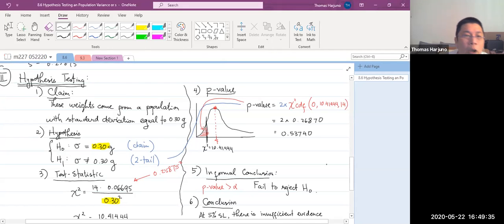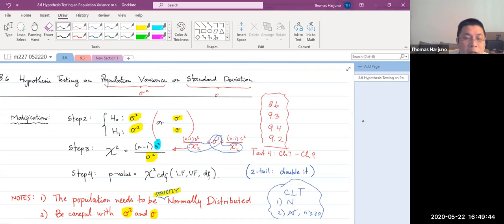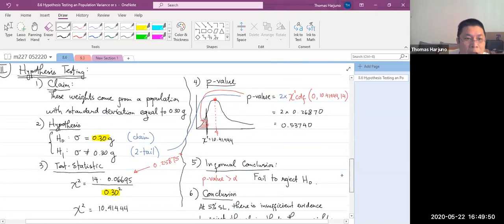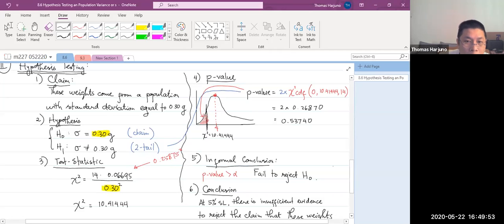In this example number 14, I already showed you how to apply the modification, what we have up here, step 1, 2, 3, 4. And you'll notice I still use that structure though. The claim, hypothesis, test statistic, p-value, informal conclusion, and conclusion. Together in between, I teach you how to deal with the p-value if we have two-tailed tests. At the same time, I teach you that, okay? And the little detail on the more proper technical wording for your conclusion.